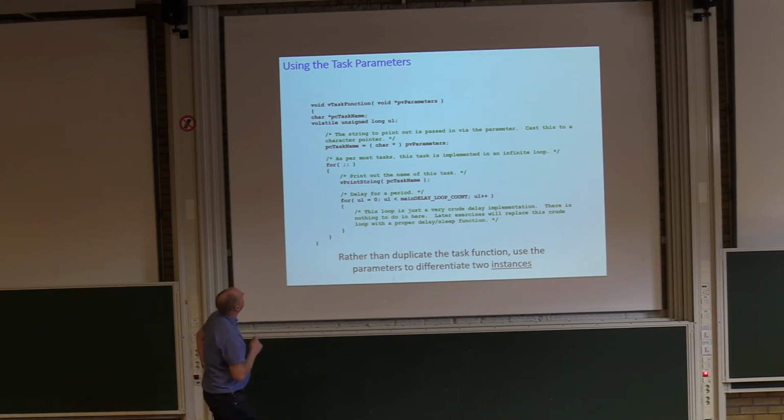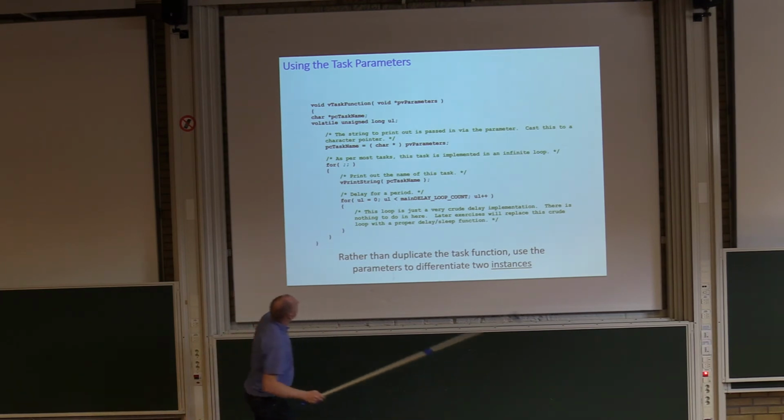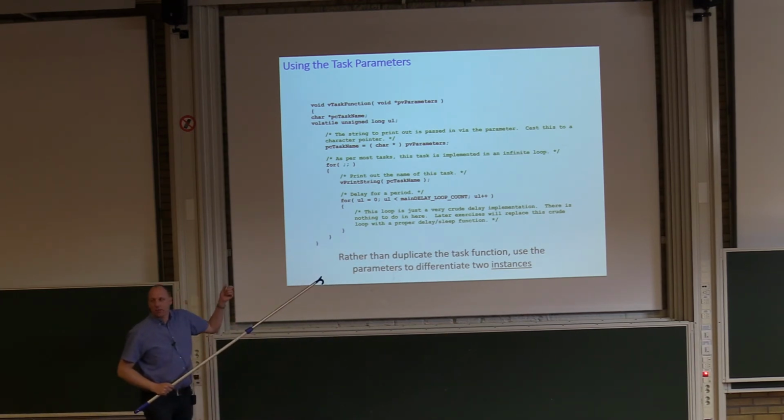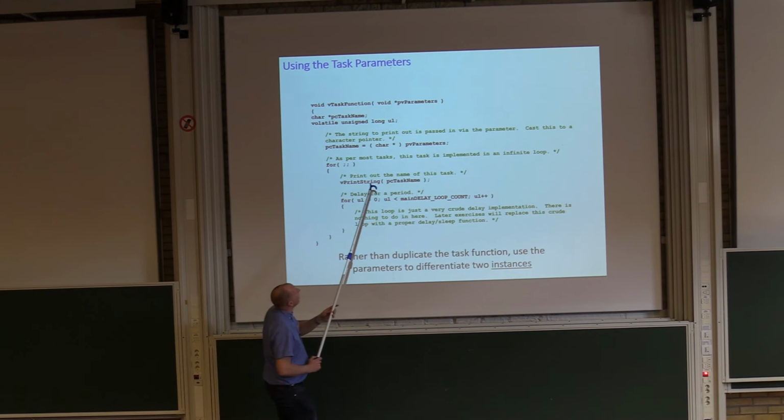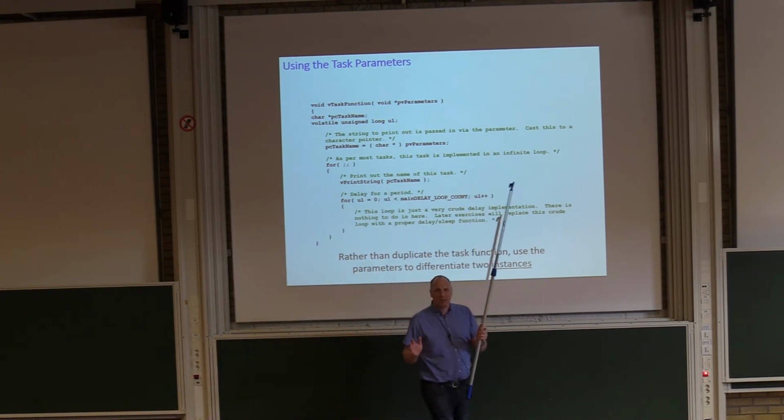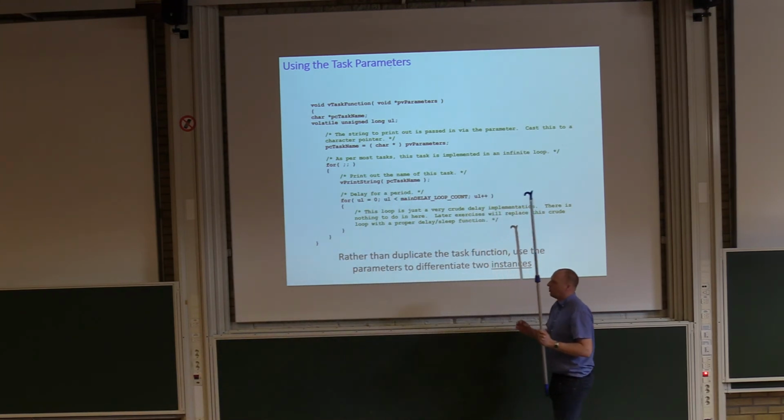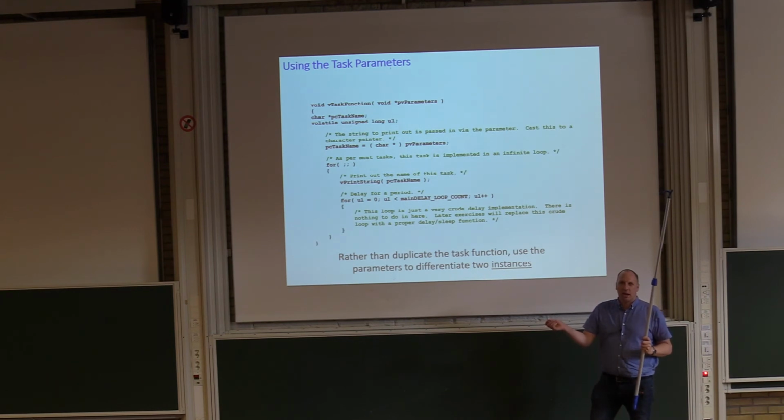As I said, in this case we had the same function. The two tasks were basically doing the same thing. They just had different names. So we could think about now that we just have one implementation of this function, and then we send in the task name as a parameter to the function.